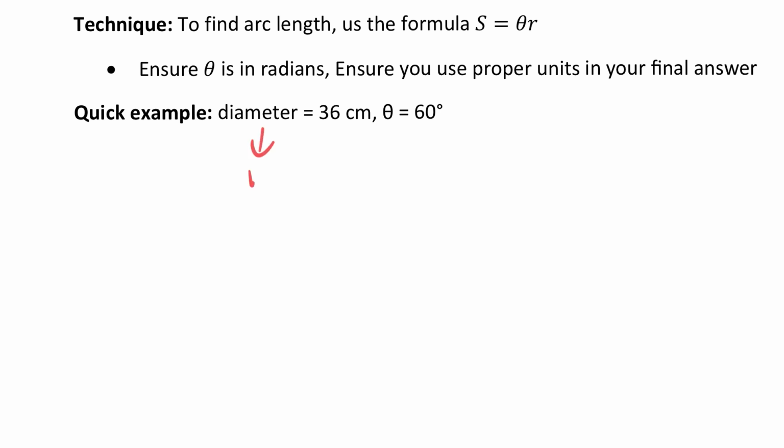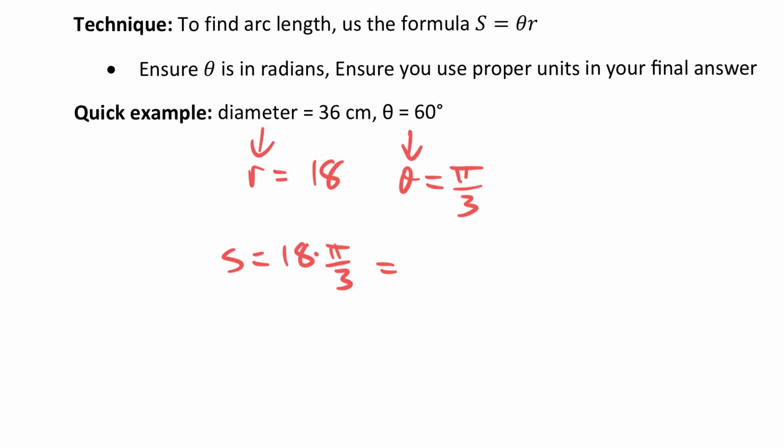All right, so first we get the radius, which means we have to divide it by 2. Then we have to convert this into radians. This is a number you might know already. 60 degrees is just pi over 3. It's one of the common ones. As you get more and more used to these 30, 60, 90, 45, you'll get used to converting these ones really quickly. So then S equals 18 times pi over 3, which would be 6 pi centimeters.